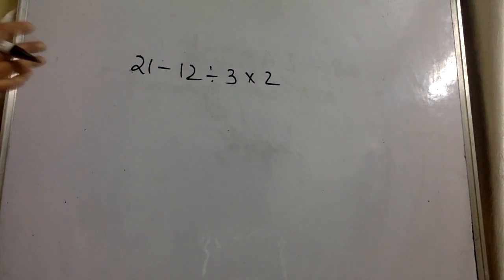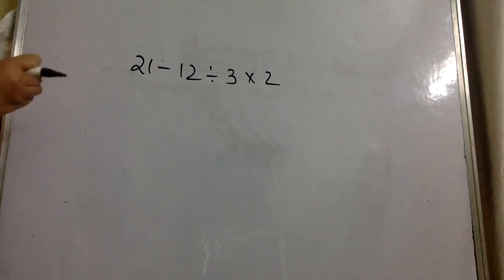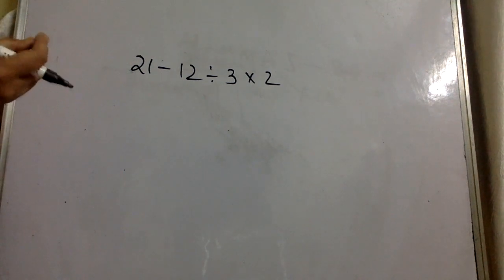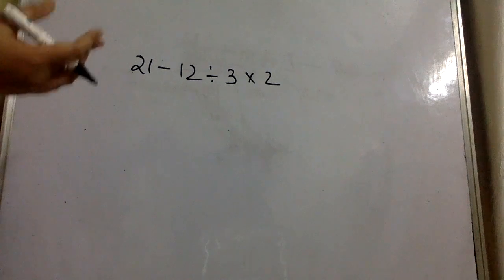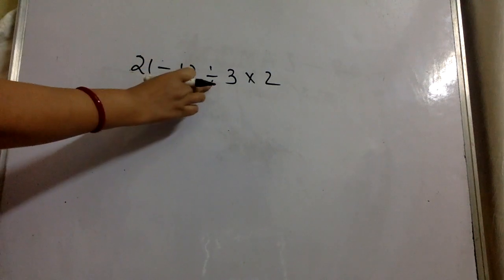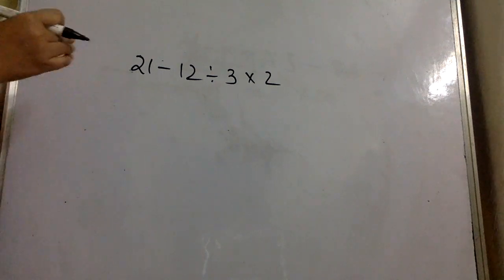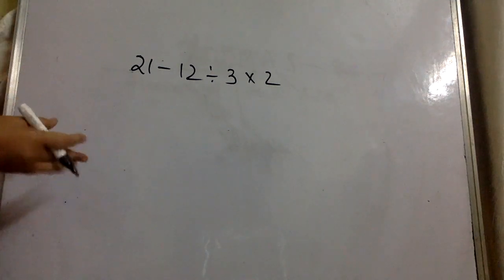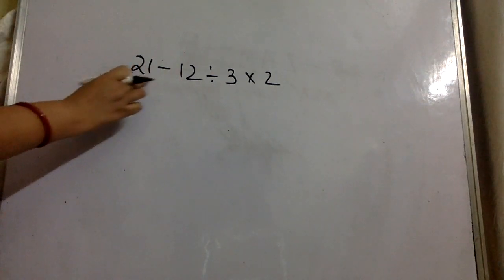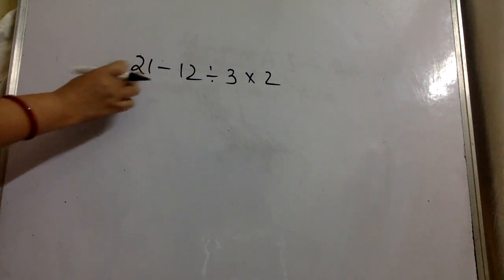We'll have to understand the moment we see it. There are so many operations: subtraction, division, multiplication. 3 operations have been used in this sum. So how do we proceed? Which one to attempt first? Not that we start subtracting here, 21 minus 12.